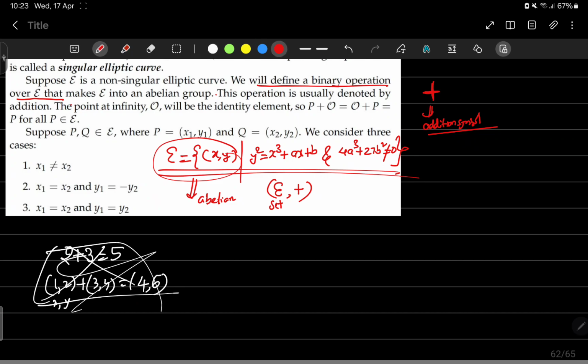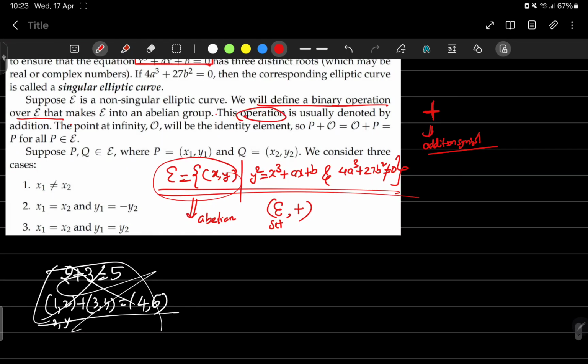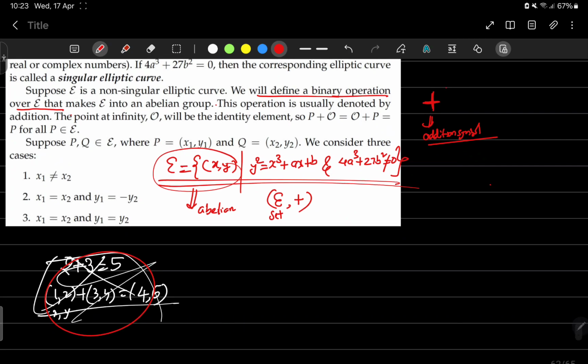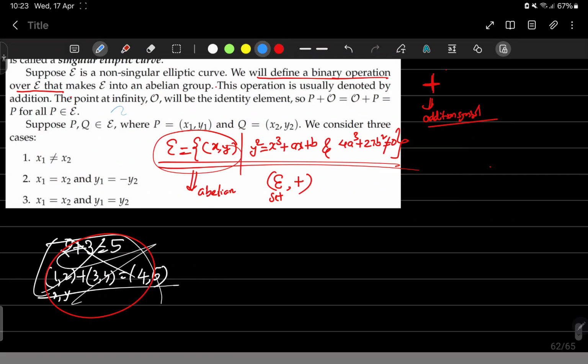We usually represent one operation by this symbol. That operation is completely different from our school mathematics addition, but it is denoted by the same symbol only. So please don't get confused. This addition symbol is not a school mathematics small kid addition. This has some properties, which we will see. Next, let's go.